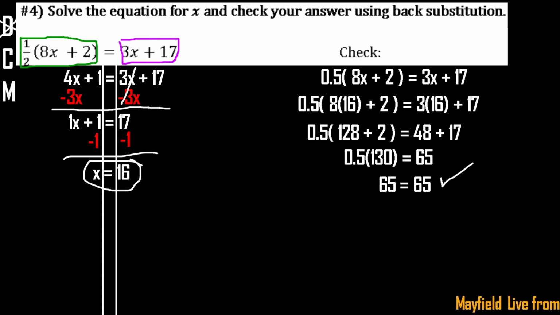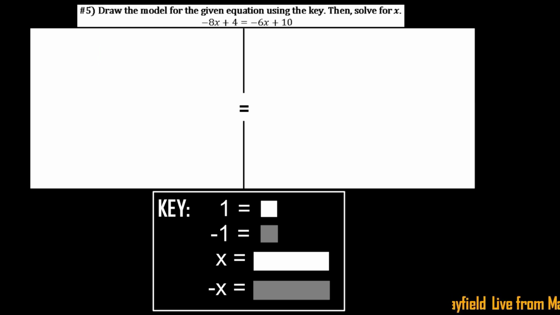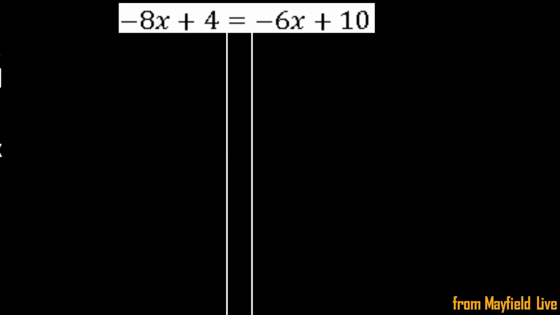All right, last but certainly not least, it says draw the model for the given equation using the key, then solve for x. So what I'm going to do is actually draw the model first and then solve using the box method, or excuse me, drawing the pictures, and then I can also do it how we normally do with the algebraic way.